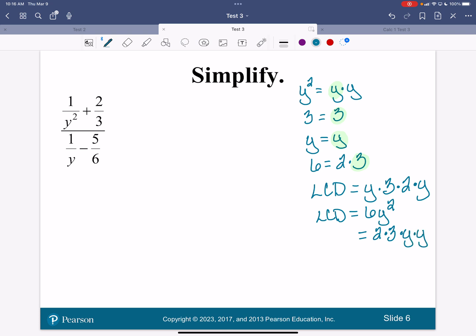Now, if you wanted to leave that factored as 2 times 3 times y times y, that's okay too. Because if you're dealing with binomials, I definitely would keep the binomials factored. I wouldn't multiply those out. Because this is what we call a monomial, which means one term. You could multiply it out. It's really up to you.